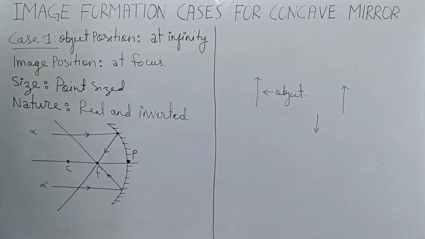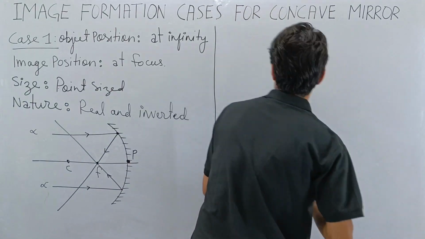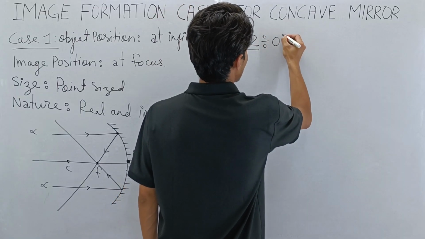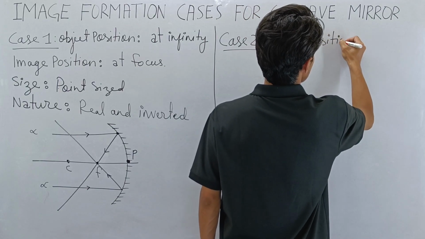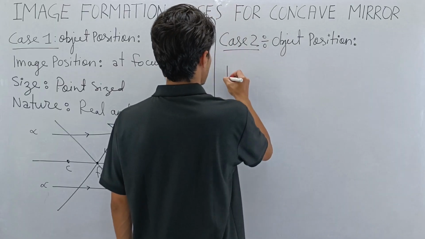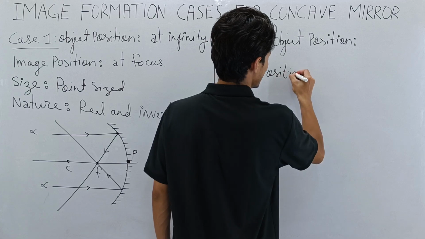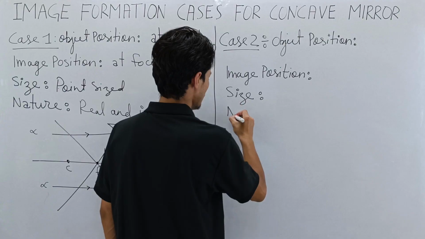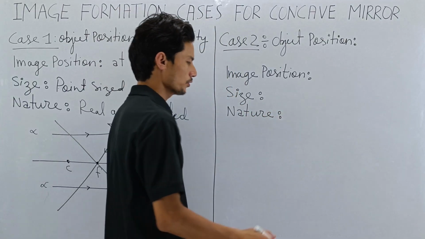All right, so this is case 1. Easy? Yes, it's very easy. Now let's go to case 2. So case 2: object position, then image position, then size, and finally nature. So we have to draw the ray diagram.